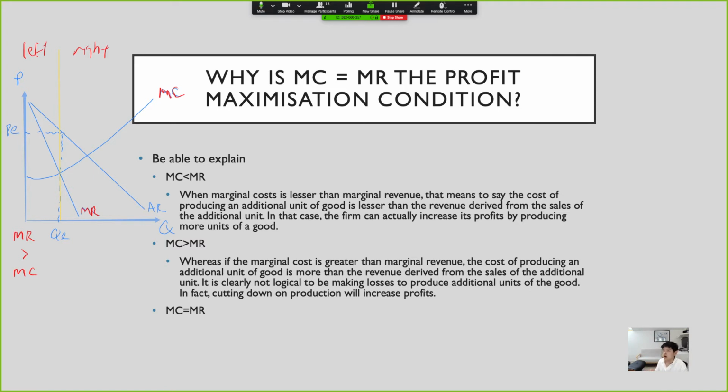Now, on the left-hand side of the curve, for every extra one more unit of the good I sell, the revenue that I get from selling one extra unit of the good is greater than the cost of producing that one extra unit of the good. In English, what I get from selling one extra unit of the good is more than what it costs me to produce that one extra unit of the good. That is, marginal revenue is greater than marginal cost. In English, that is what that means.